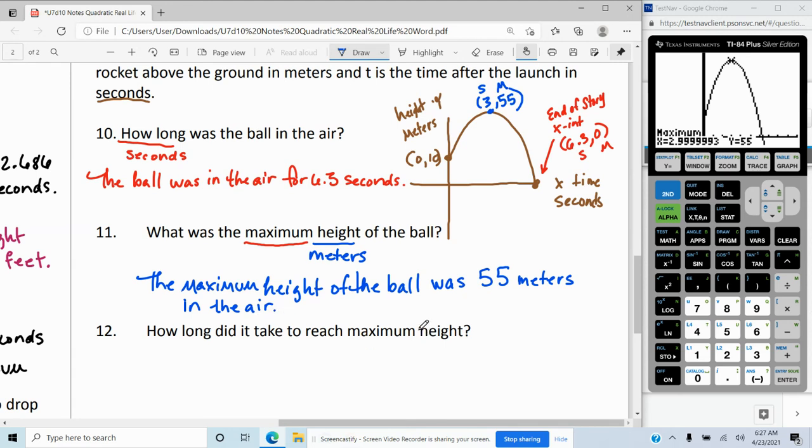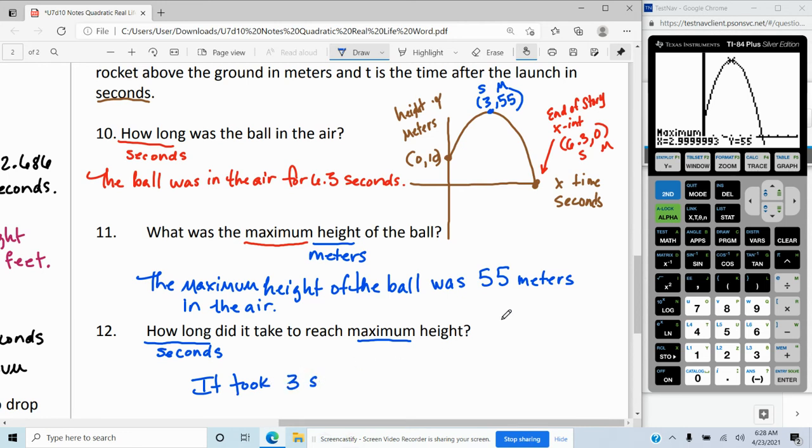We're done. How long? What best answers that question? Seconds, y'all. And since we're talking about maximum, we're still talking about the same point, right? How long did it take to get there? Well, they want to know seconds. And so when we talk about it, we say it took 3 seconds. That's not very long.